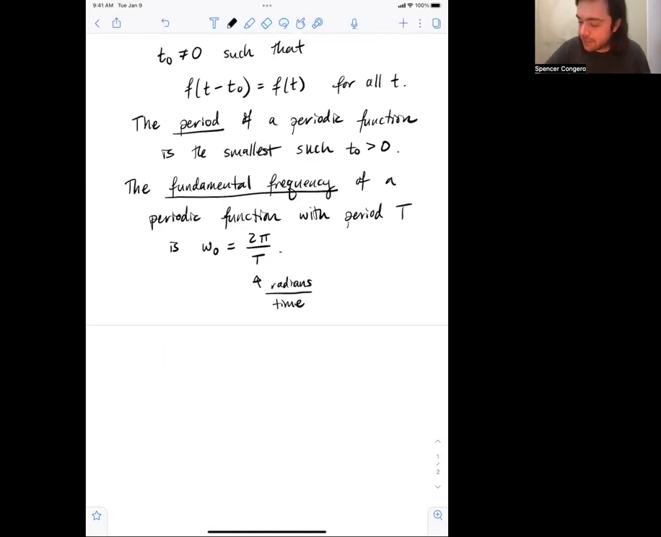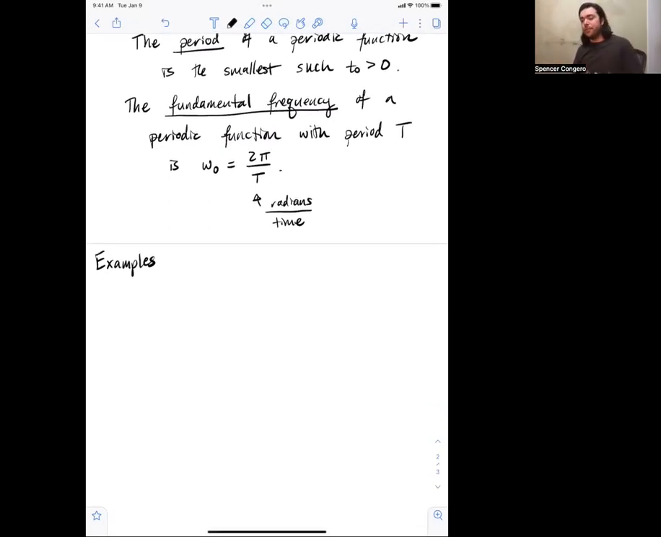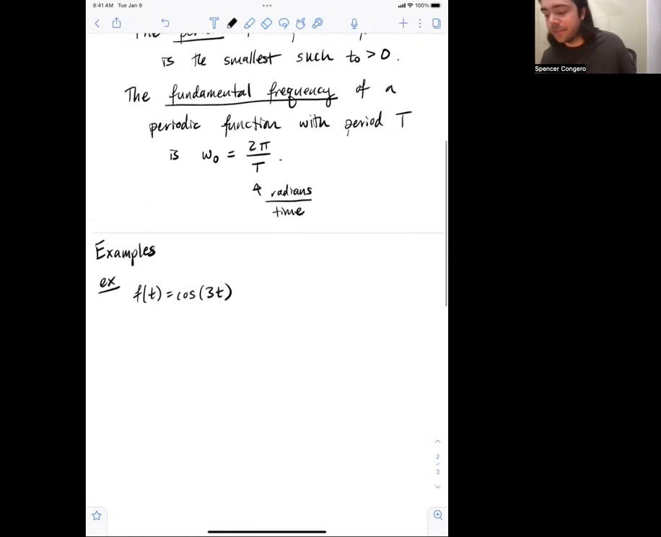All right, so now let's look at some examples where we're going to look at some functions and find their periods. And in general, it's actually not a trivial thing to find the period of a periodic function. It could get very complicated. In this class, we're going to deal mainly with sinusoids or complex exponentials. So the examples today are going to be relatively simple, but it can definitely get complicated.